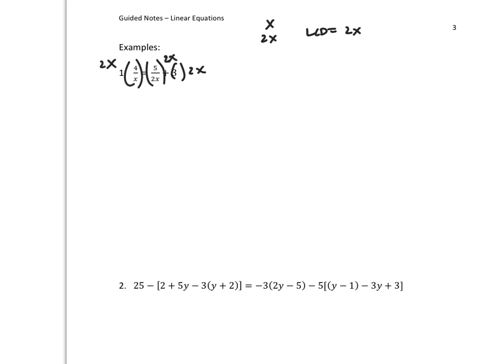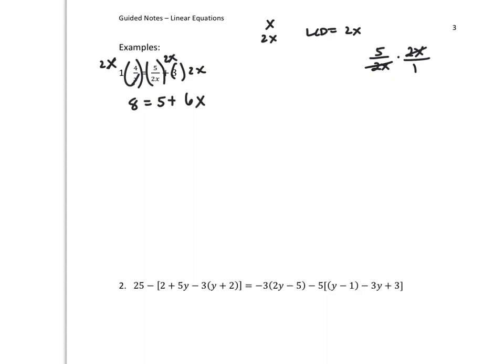On the left-hand side, the x's cancel and you're left with an 8 equal 5 over 2x times 2x. That's 5 over 2x times a 2x. You can think of that as being over 1. Those cancel. You're just left with a 5. And then 3 times 2x is 6x.